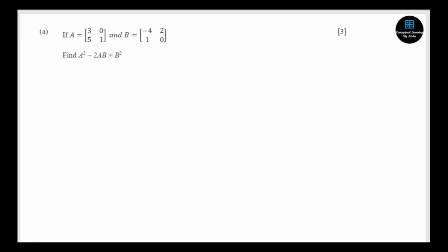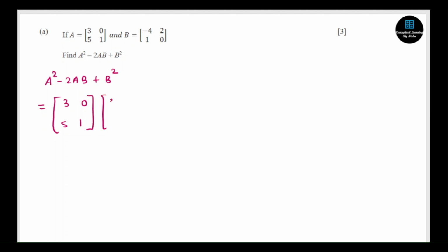Now this is a 3-marker question, right? So let's do it step by step so that we can avoid all the mistakes. Now we have to find A square minus 2AB plus B square. So this is nothing but, I'll just write this as 3, 0, 5, 1. I can use the identity also, (A minus B) whole square, but don't do that, okay? Just write it this way and then solve it, okay?